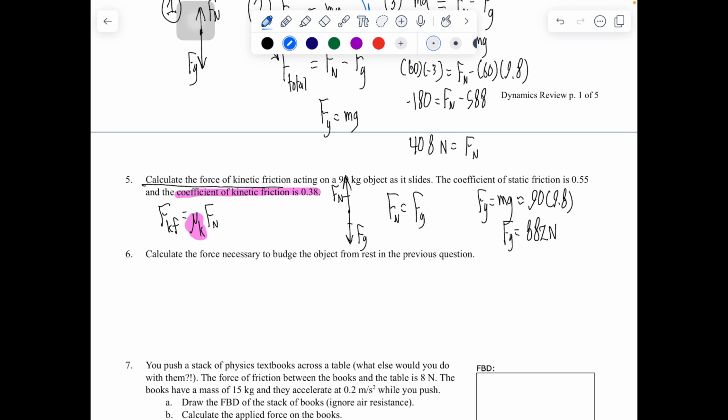Let's rewrite. Force of kinetic friction is our coefficient of kinetic friction. That's our 0.38. And we're multiplying by that normal force, which is also our force of gravity in this problem, 882 newtons. 882 times 0.38 gives us a value, our force of kinetic friction, 335.16 newtons.